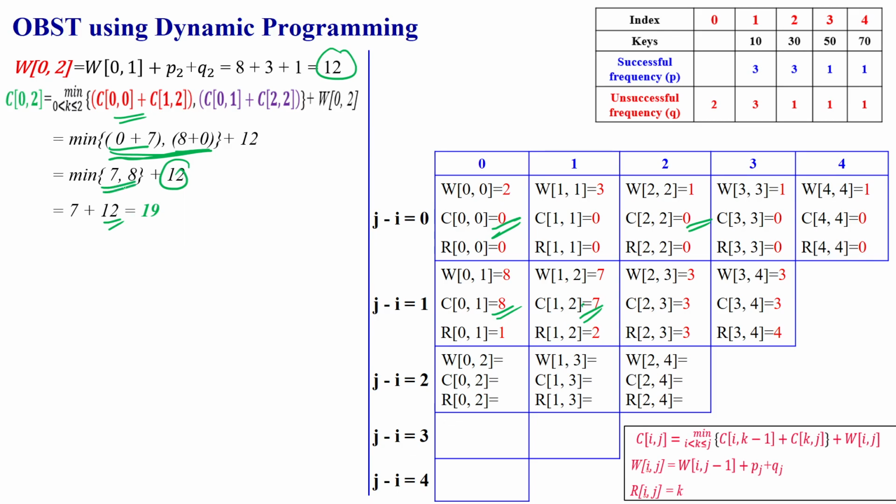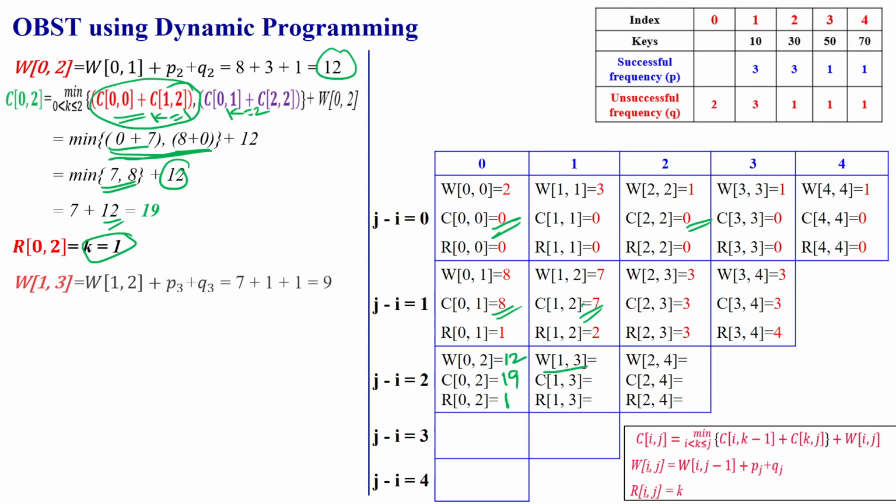So which is giving you the minimum value? K equal to 1 is giving the minimum value, right? This is k equal to 1, this is k equal to 2. So this is the term which is giving you the minimum solution, that will be your root, right? So now we have to fill the values here. W of 0 comma 2, c of 0 comma 2 is 19, r of 0 comma 2 is 1. So like that, then we have to identify w of 1 comma 3.